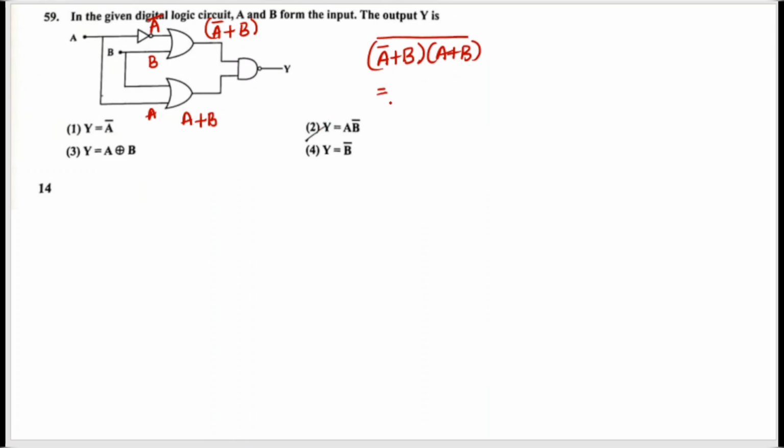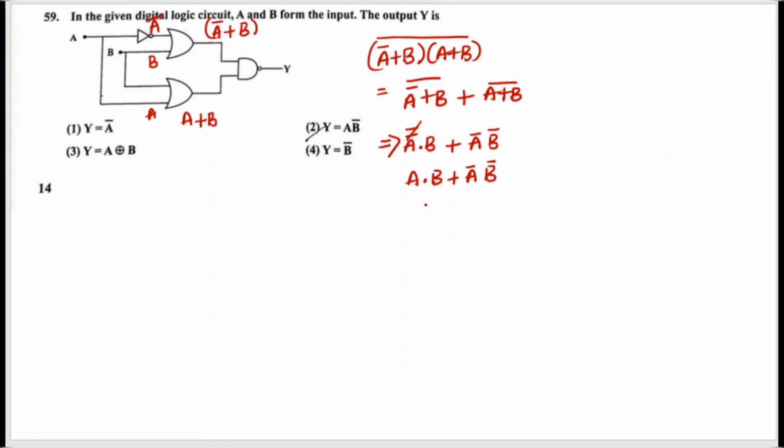So using De Morgan's principle, I need to separate this. Separating this bar means the multiplying term becomes addition. So it will be A bar plus B whole bar, plus A plus B whole bar, right? Now again I need to separate these two. If it is addition, it will become multiplication. So A bar bar into B plus A bar into B bar, right? Now bar bar gets cancelled. It will be A into B plus A bar into B bar.